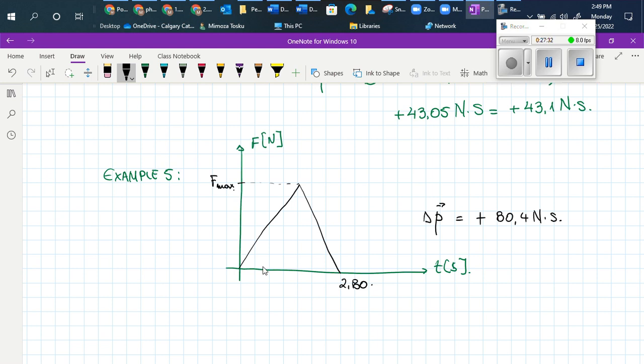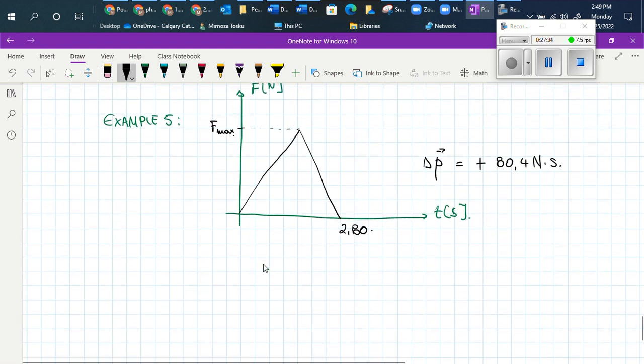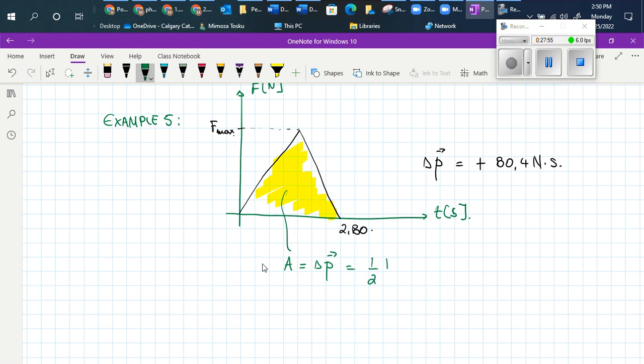Okay, so now, since the graph is given, then we can say that the area under the graph is the impulse. Area is equal to impulse. And since the shape that we see is a triangle, then we can say that this is 1/2 base times height. Now base is this one, 2.80, and height of this triangle is F max.